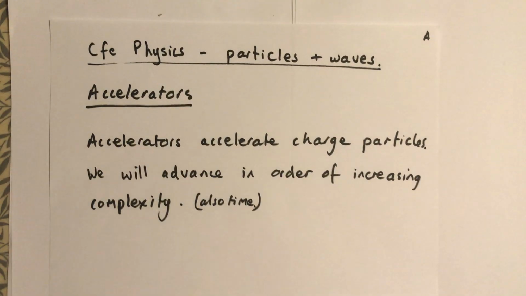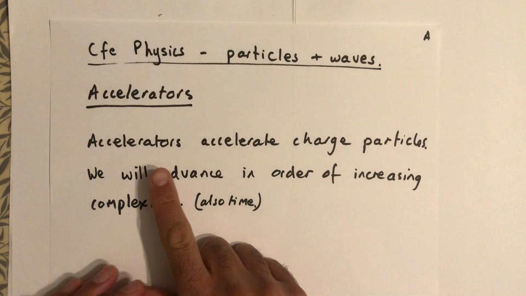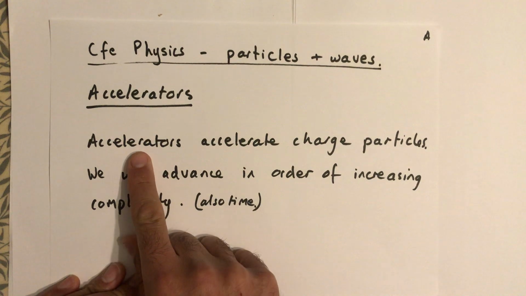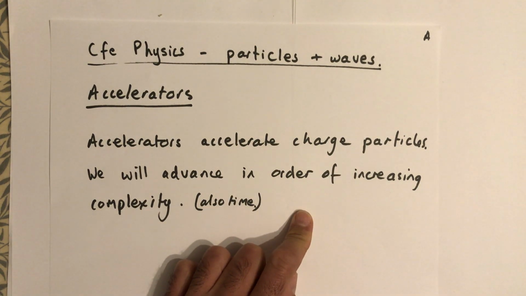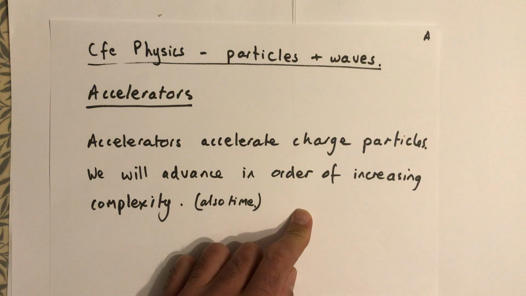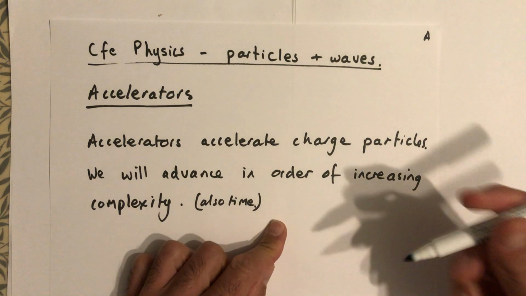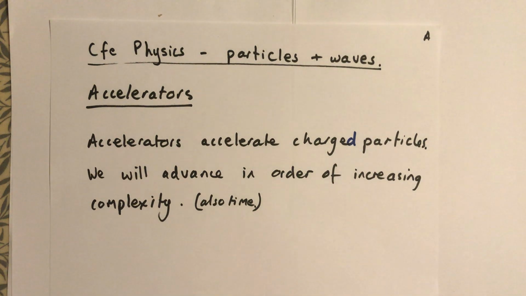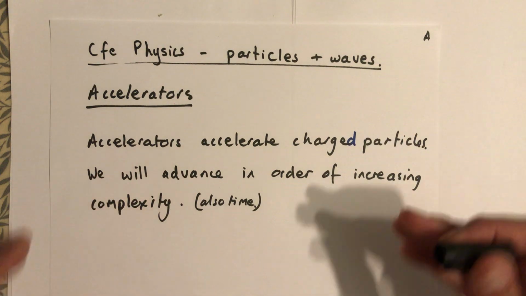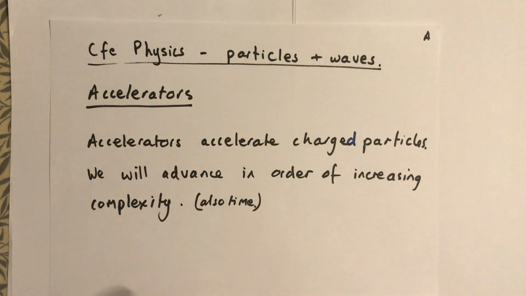Okay, hi physics team. We're on to accelerators. And what do accelerators do? Accelerators are machines which accelerate charged particles. So I want to just correct that. Accelerators accelerate charged particles. And we're going to look at accelerators using our knowledge of electric fields and magnetic fields.